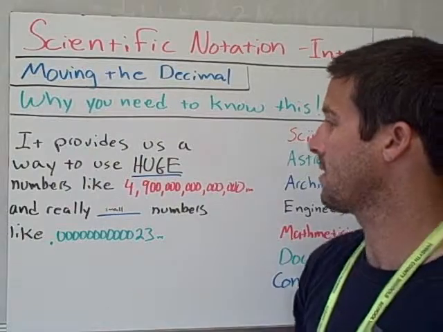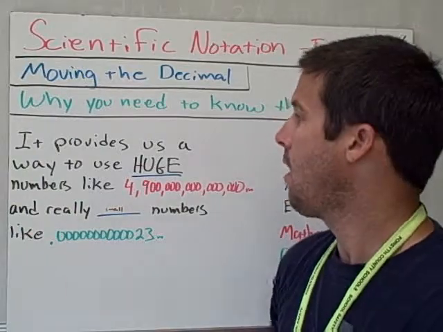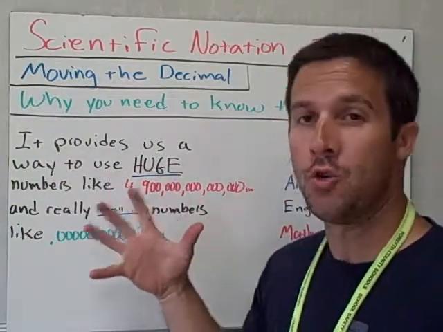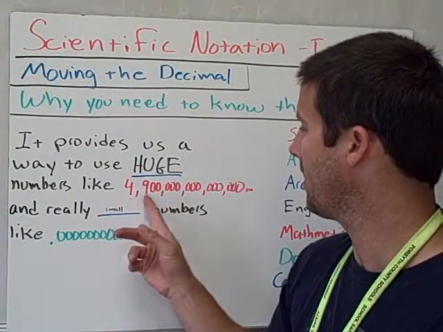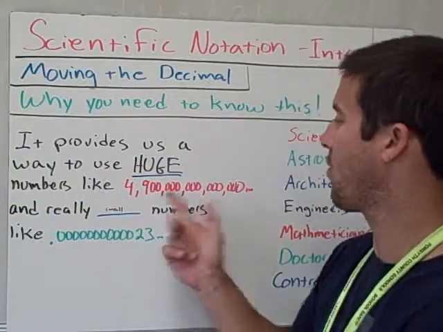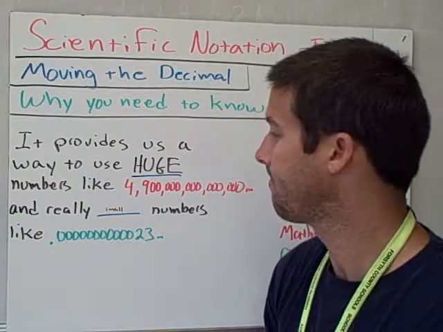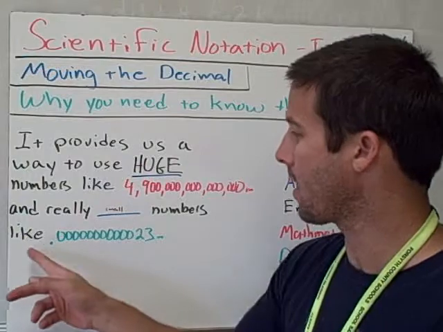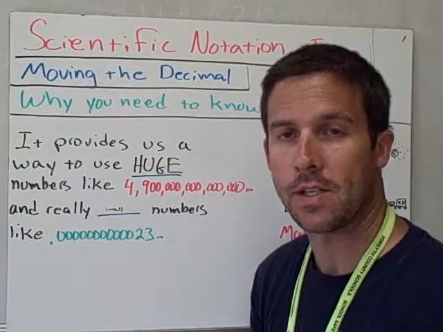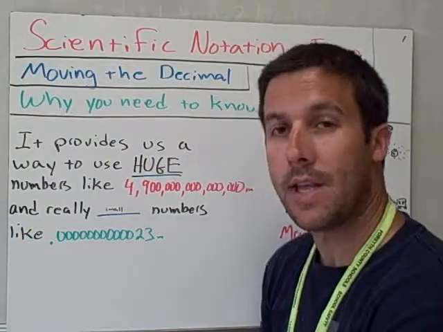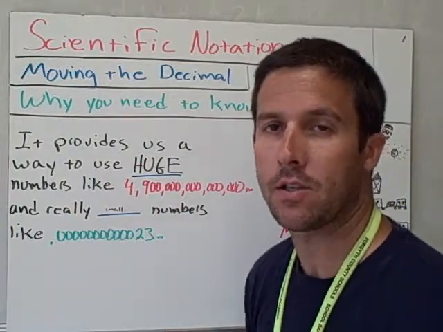Alright, why do you need to know this? Well, it provides us, meaning everybody, a way to use huge numbers like 4 trillion, I don't know what that is. It's too many zeros. It's 4 something something 0,000 kilometers, for example. It's too big. And really small numbers like 0.00000000023 meters, for example. So it's a very small number, and teeny in size. This is very huge, large in size. So how do we make that easier to deal with?